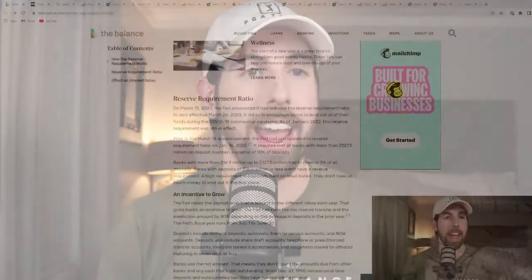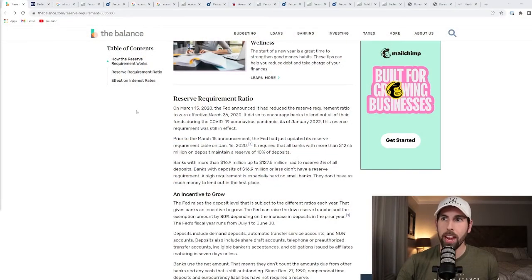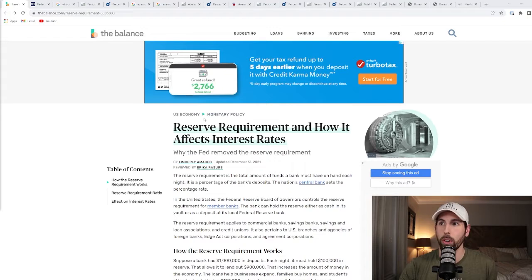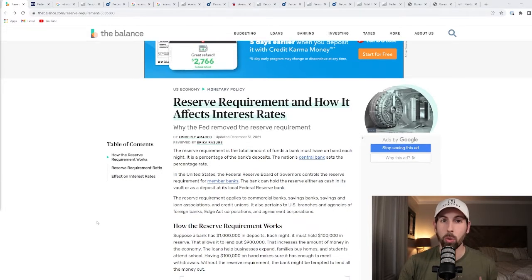If you take a look up here, I'm going to show you what I have on screen. Now, this is a wonderful article. I found this article on the internet and it talks about the reserve requirement and how it actually affects the interest rates. So we're just going to read through this really quick and I'm going to stop and explain some things as we go through the article.